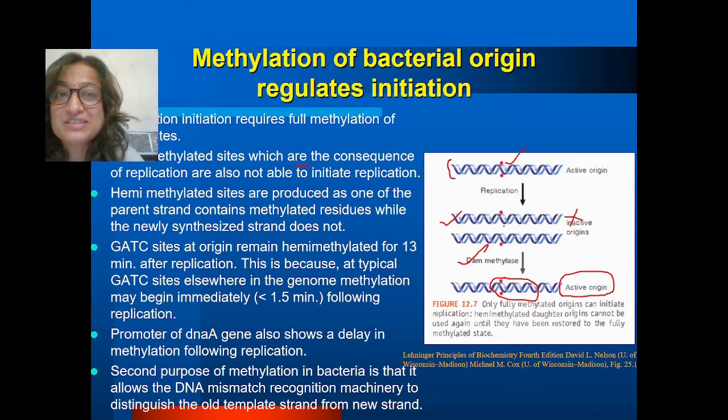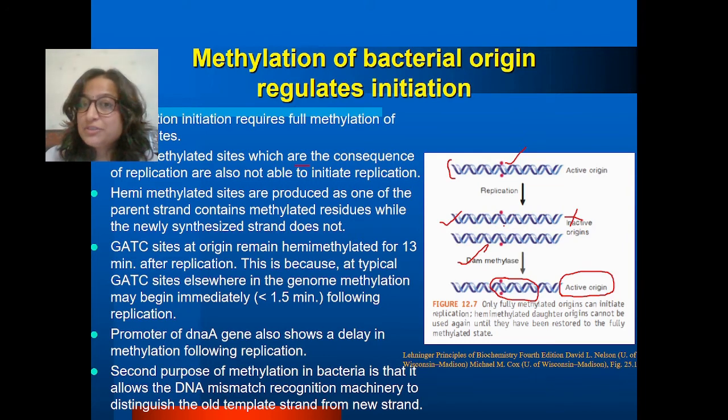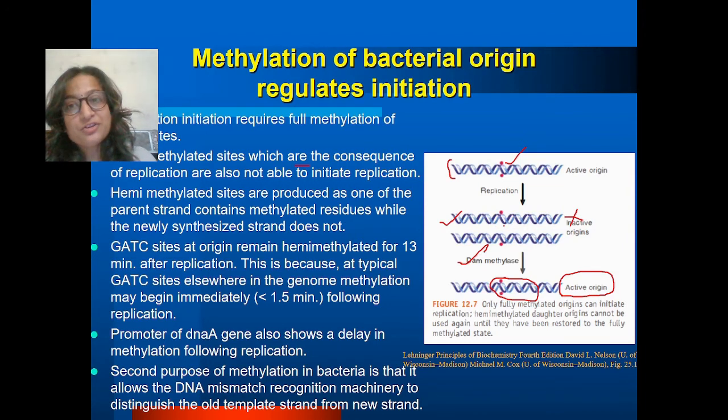It is by the presence of these methyl groups. The enzyme is able to distinguish which is the template strand, the parent strand, and which is the daughter strand. So actually, mismatch needs to be checked only in the daughter strand, not the parent strand. So this is another important purpose of methylation in bacteria. I hope it is clear that it is by virtue of methylation events that the initiation of replication is regulated, or methylation is producing active origins. Full methylation, not hemimethylated sites.